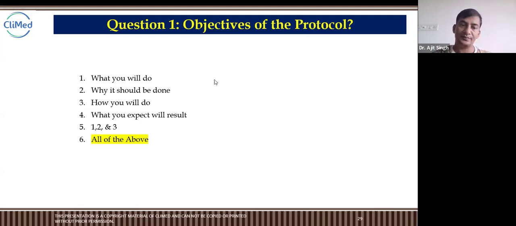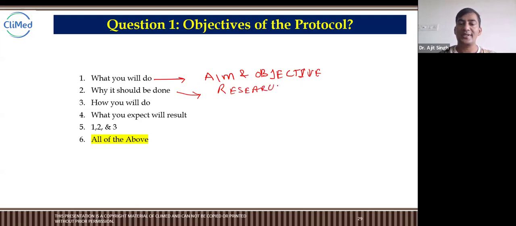Vaishnavi. Okay. See, guys, if you know what a protocol is and what the components of the protocol are, you must know what you will do. It indicates the aims and objectives, right? So objectives and aims are part of the protocol. Why should it be done? It is the research gap. You understand? The research gap is also part of the protocol.